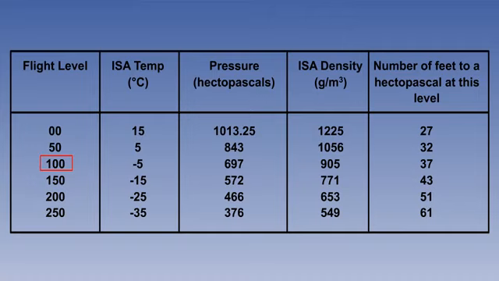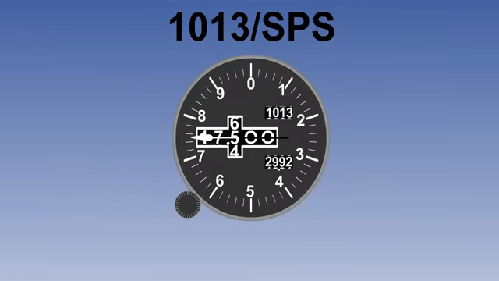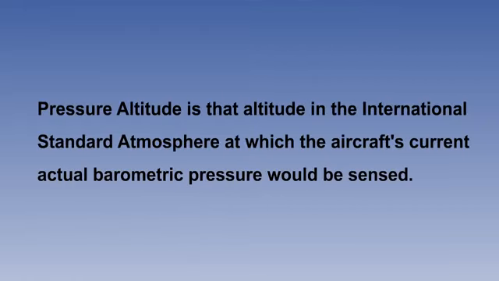The ISA atmosphere is based on a surface pressure of 1013 and a defined temperature lapse rate. Our altimeter is calibrated to the same law. Therefore, if you set 1013 and don't correct for temperature when it senses 697 hectopascals, it reads 10,000 feet. This is the same thing as pressure altitude.